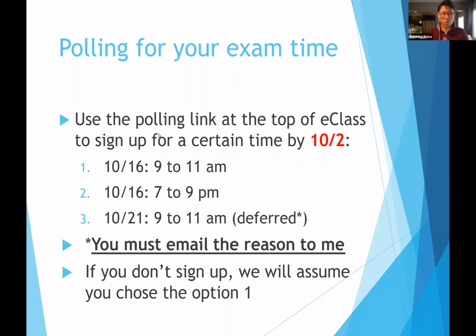But basically you sign up for either option 1 or 2, and if you want to go for 3, you have to email me the reason as soon as possible, and we will work from there. So if you are going to sign up for option 3, don't just sign up, you have to email me. Clear? Okay. And if you do not sign up by the end of this Friday, October 2nd, we will assume you chose option 1. That doesn't mean you don't have to do anything if you're going for option 1. For the sake of clarity, I would definitely appreciate it if you could just click. It's just one click. Please do so, because we don't want to have any mix-up.